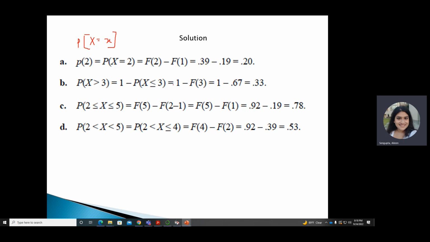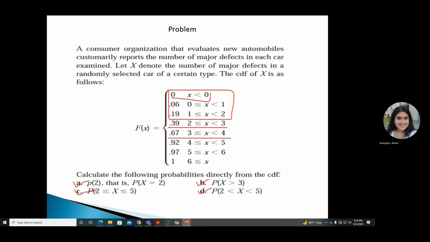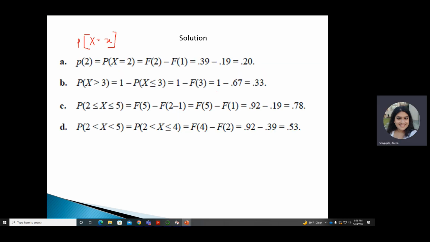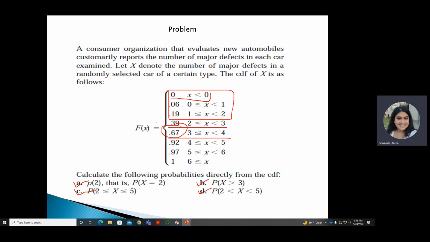Again, greater than can be flipped and taken as less than. Less than 3 means 1. Again, less than or equal to 3 means what? So f of x less than or equal to 3, you have the cumulative function 0.67 there. So the cumulative function at 3, the value is 0.67.